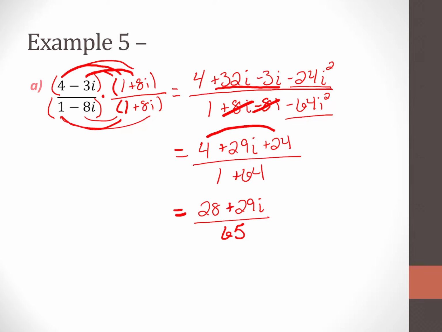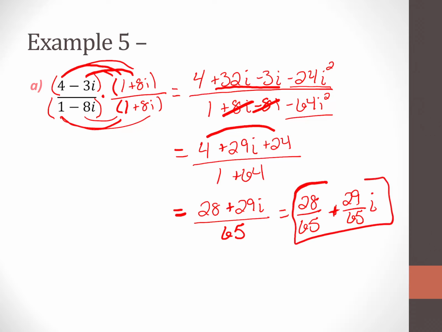You cannot leave it written like that. They will count off. You have to separate this out into 28 over 65 plus 29 over 65 i. This i needs to be beside it or on the top. Don't put it on the bottom of the fraction. If you don't separate this into standard form, it will count it wrong, and your assignment also will not accept it if it's not separated out. So make sure when you're dividing, you separate those out.